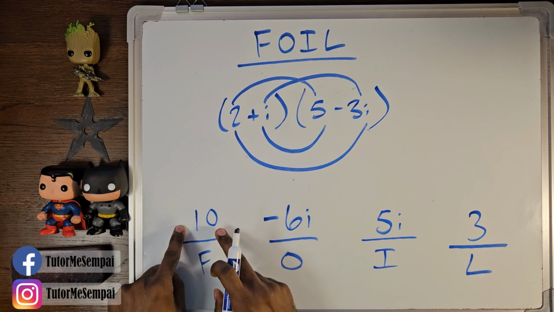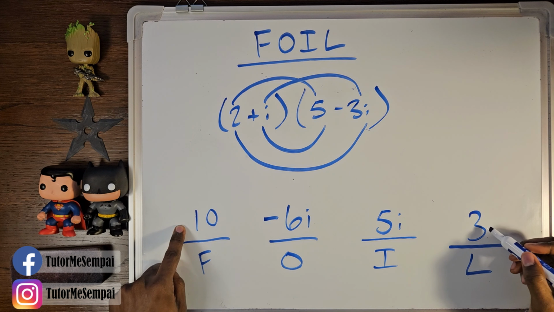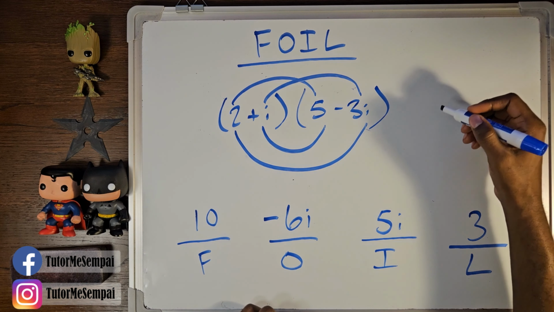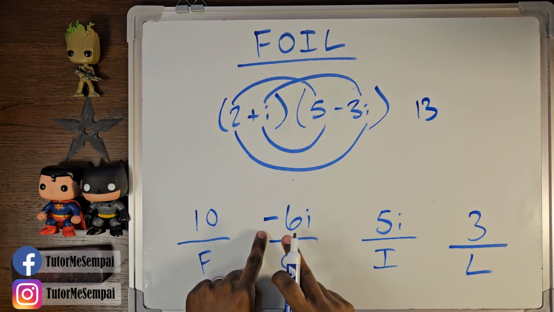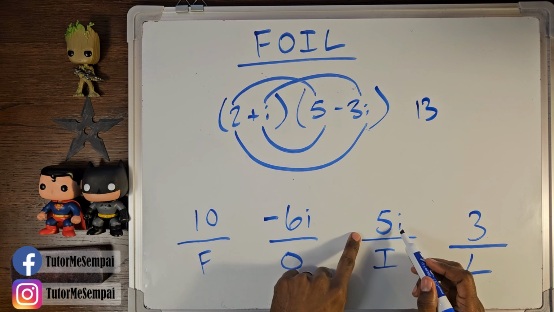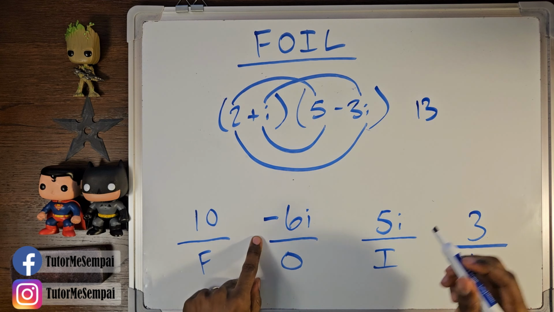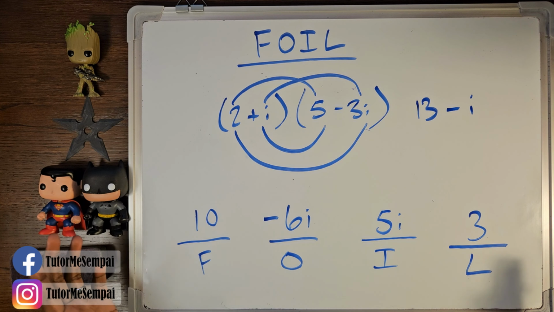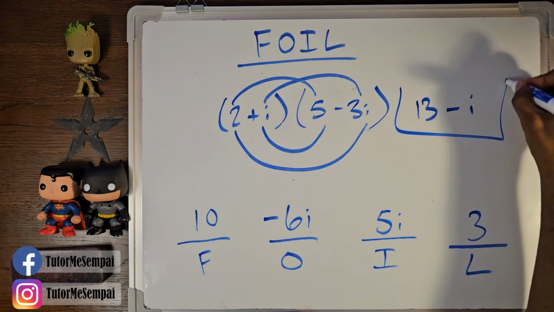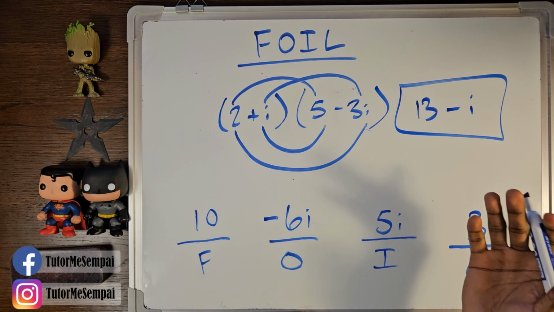So we have a 10 and we have a 3 here. So what's that going to be? We have 10 plus 3, which is going to be a 13. And we have a negative 6i with a positive 5i. Well, that's going to give us a negative i here. So when we combine everything, our final answer is going to be 13 minus i.